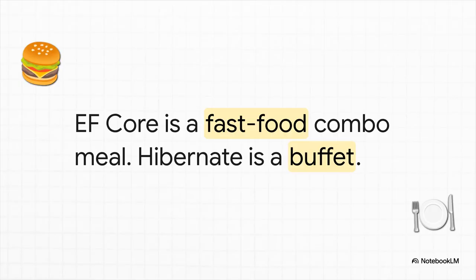Here's another quick way to think about it. EF Core is like ordering a combo meal. You get the burger, the fries, the drink. It's all bundled together, super convenient. Hibernate and the whole JPA ecosystem, that's more like a buffet. You've got way more choices, you can mix and match different pieces, but it also means you're the one responsible for putting that perfect plate together.